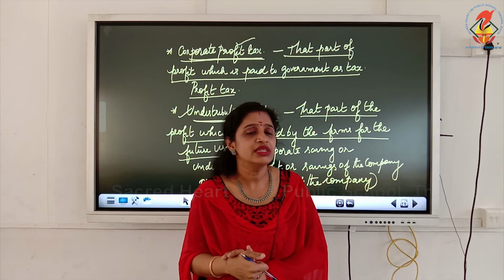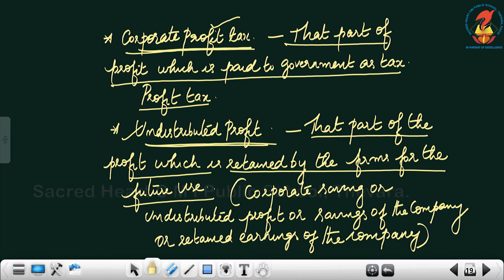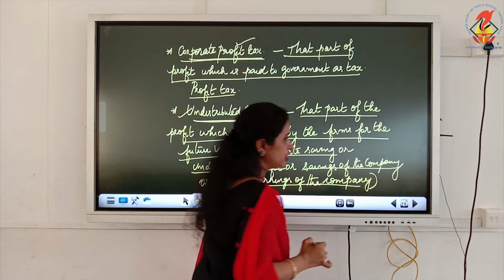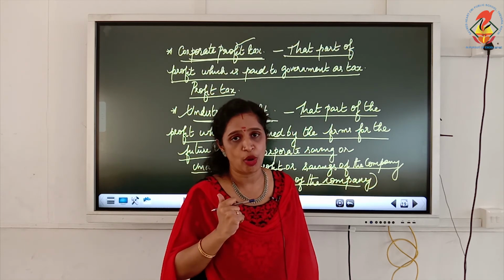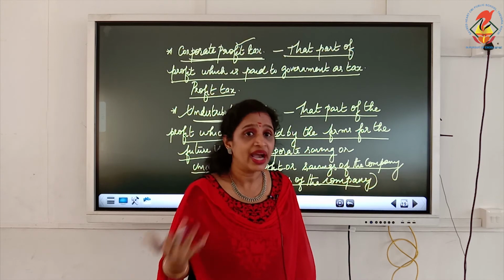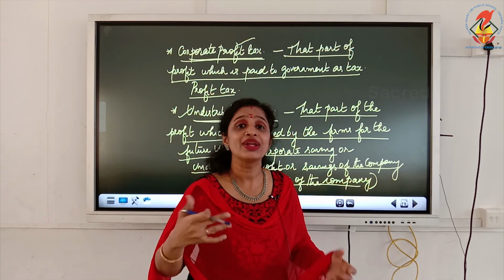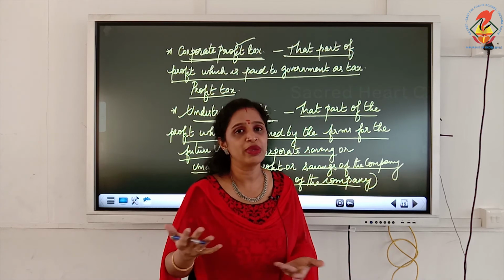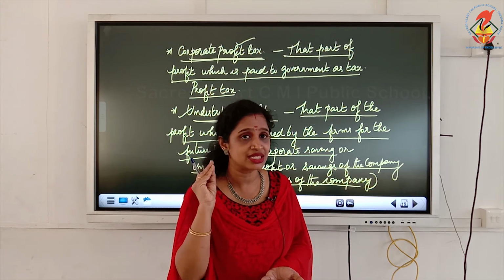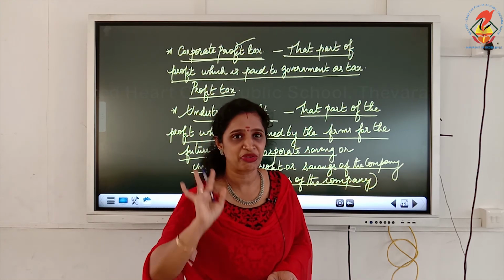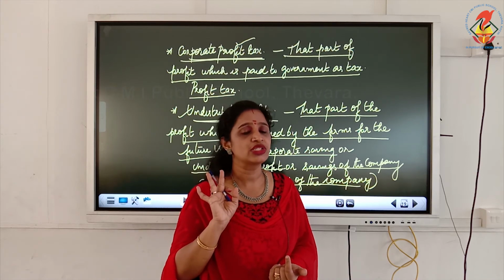That is known as undistributed profit, which is also known as corporate savings or savings of the company or retained earnings of the company. So you have to be very familiar with all these additional names that you are learning for each and every component, because in your problem it can be given either as undistributed profit or retained earnings of the company. So you should not be confused. If it is given as retained earnings of the company, you should be able to understand that it is undistributed profit and it is a part of profit. Okay, so that is all about profit.